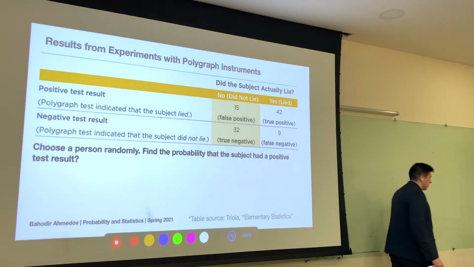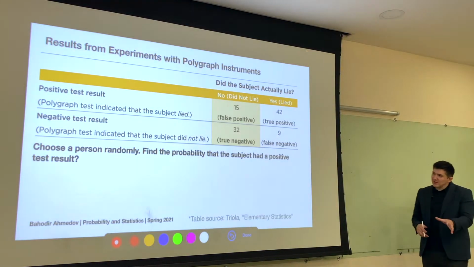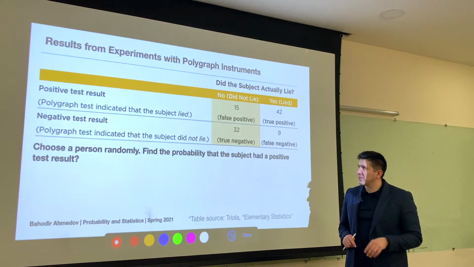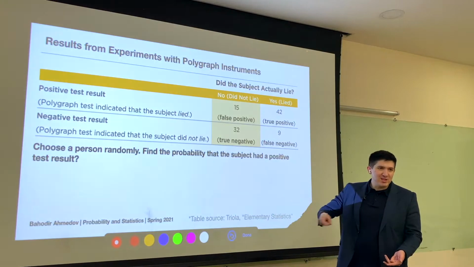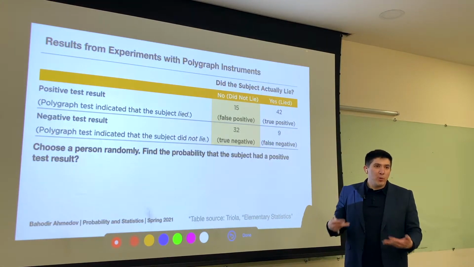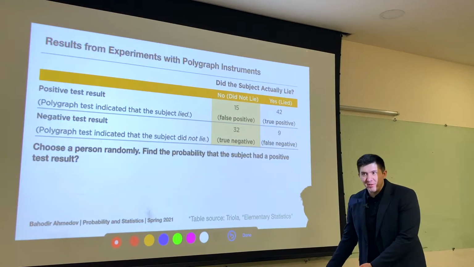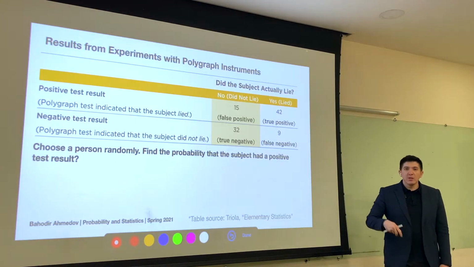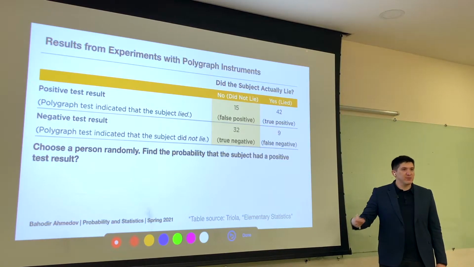So how to evaluate this? Do you understand the question? If it is difficult for you to understand this with the polygraph, you can easily adapt this test to COVID. I mean, like a positive test result, negative test result, like positive when you don't have this virus, or positive when you have this virus, or negative when you have this virus. There are lots of different possibilities, right? There are 4 possibilities. You choose one person. What is the probability that this person had a positive test result?